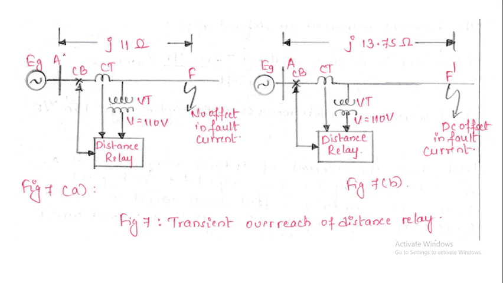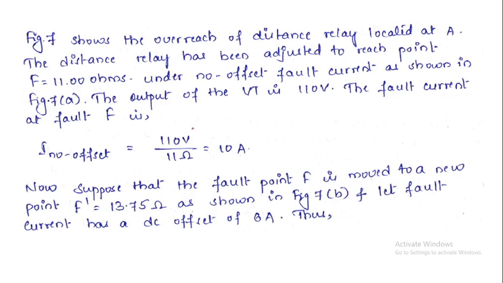So the impedance measured between the location where the relay has been placed and where the fault happened is 11 ohms. Okay. And we have taken the output of the CT as 110 volts. Okay. So with this, figure 7 shows overreach of a distance relay located at A.